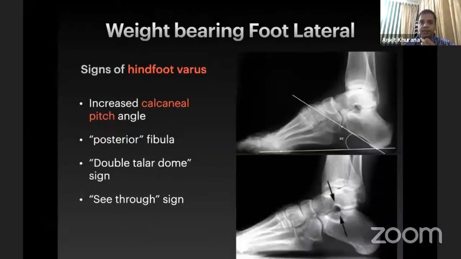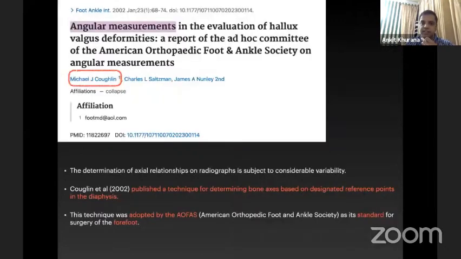Weight-bearing X-ray of the foot. This is an example of a weight-bearing X-ray of the foot, lateral view, showing a hindfoot varus. So there is an increased calcaneal pitch angle, which shows a cavus, and the fibula becomes posterior. The talus has a double dome, and there is a see-through sign between the talus and the calcaneum, which is basically showing the sinus tarsi, indicating that the hindfoot is in varus as well as there is a cavus.